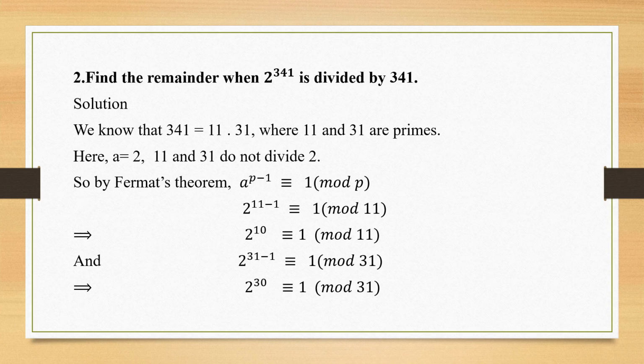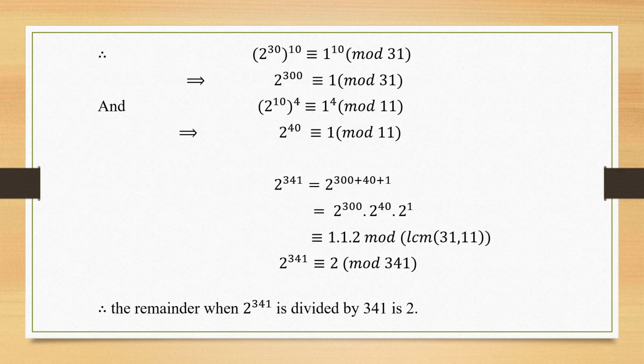So we'll move on to 31. For 31, if I substitute 31 minus 1, I land up with 30. 2 raised to the power of 30 is congruent to 1 mod 31. So I have 2 to the power of 10 and 2 to the power of 30. Now what do I do? I'll take 2 to the power of 30 and raise it to the power 10. Why am I doing it? Because I need a number near 341. So I have to get nearer to 341, so I will raise it to the maximum power.